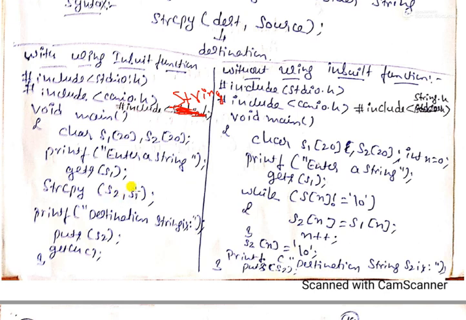s2 comma, and then next you mention the source string. Here the source string is s1. So now the values you stored inside the string s1 are copied to s2. So if you print s2, you get as output the value that was copied from s1.